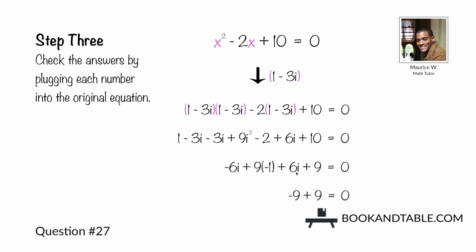We have positive 6i, so that comes down. And we have 9 times i squared, which is 9 times negative 1. So the negative 6i and the positive 6i cancel each other out, leaving us with 9 times negative 1, which is negative 9 plus 9. Negative 9 plus 9 is equal to 0. 0 is equal to 0 confirms that x does equal 1 minus 3i.